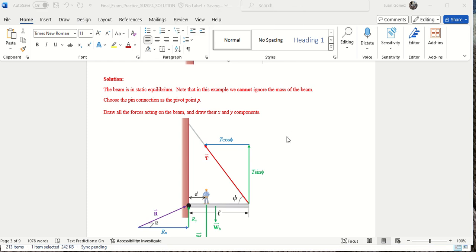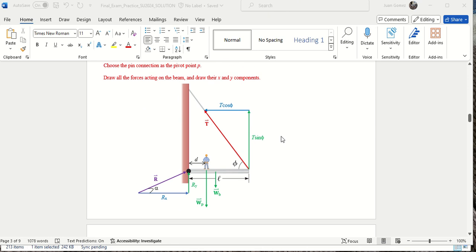First, let's go ahead and pause this for a second. What we want to do is first draw all the forces, because remember, the beam is the object that's in static equilibrium. So we're applying the static equilibrium conditions to the beam. Let's draw all the forces acting on the beam and also make sure to get their x and y components. I'm just going to go from the right end of the beam, right to left. So there's the tension force acting on the beam. Remember, it's directed along the cable and away from the beam. That's T.